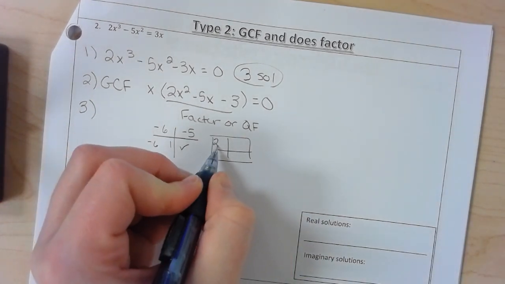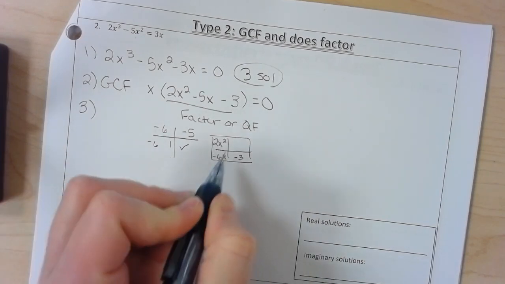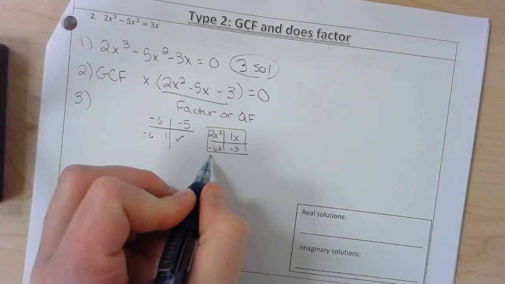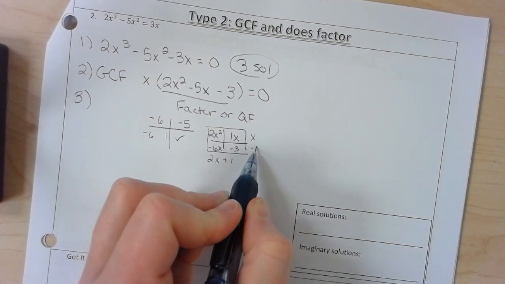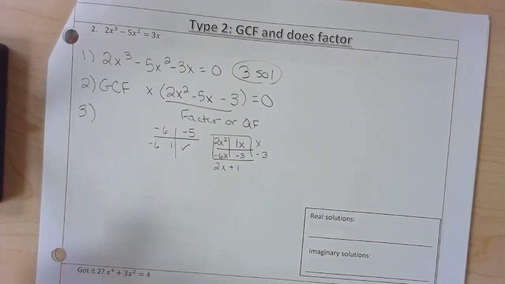So inside the box, you'll have 2x squared here, a negative 3 here. You guys are used to this, negative 6x and 1x there and there. You're going to drop down a GCF of 2x, and then a plus 1, and then a GCF of x and a minus 3. That's factored, and it does factor, unlike the last problem.